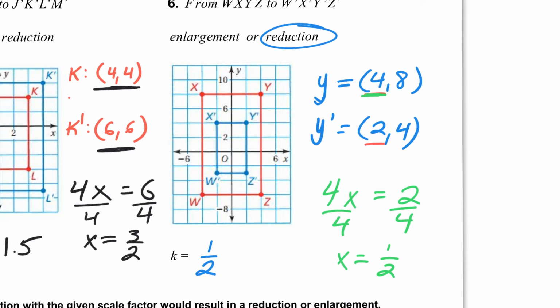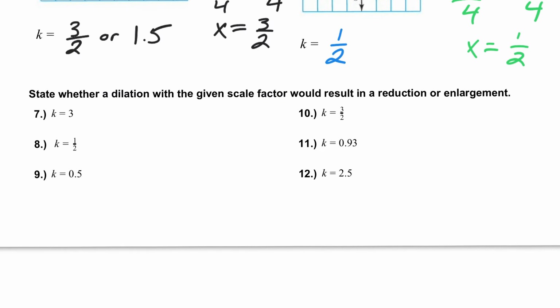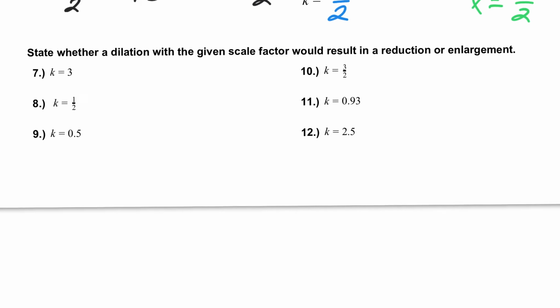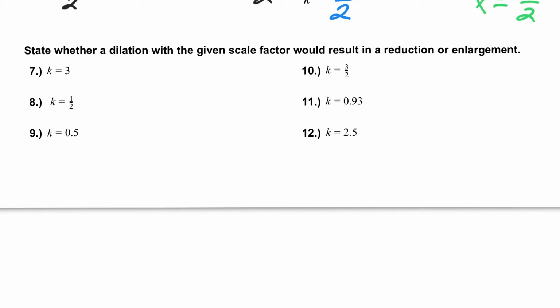A couple more quick examples here. If we are given scale factor, we should be able to determine whether it's going to be a reduction or an enlargement. Remember, I'll make a quick note of it up here. When k is greater than 1, that is an enlargement. That means our shape, our figure, our image is getting bigger. And when k is less than 1, so anywhere from 0 to 1, that's a reduction.